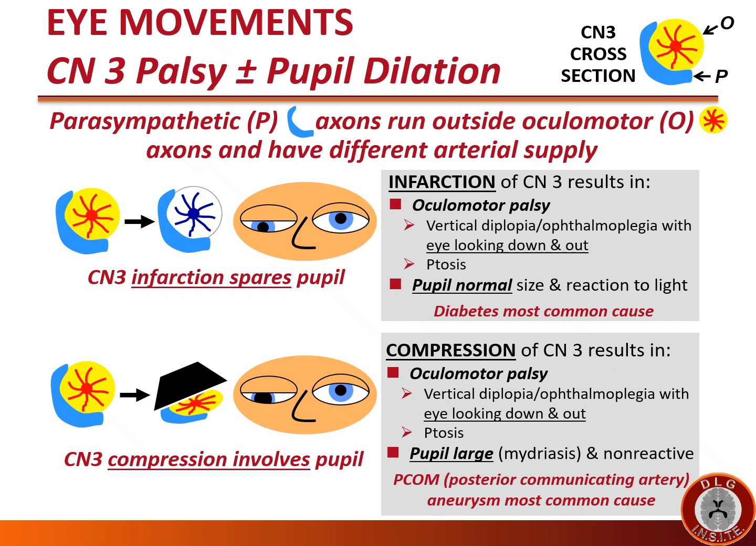On the other hand, compression of cranial nerve 3 results in compression of both components. The oculomotor palsy occurs with the vertical diplopia, ophthalmoplegia, eye looking down and out, and ptosis, but also the pupil is enlarged, mydriasis, and non-reactive. The most common reason for that is a posterior communicating artery aneurysm, a PCOM aneurysm, that compresses both. And of course, this also occurs in cerebral herniation, which we'll talk about at a later time in these presentations.